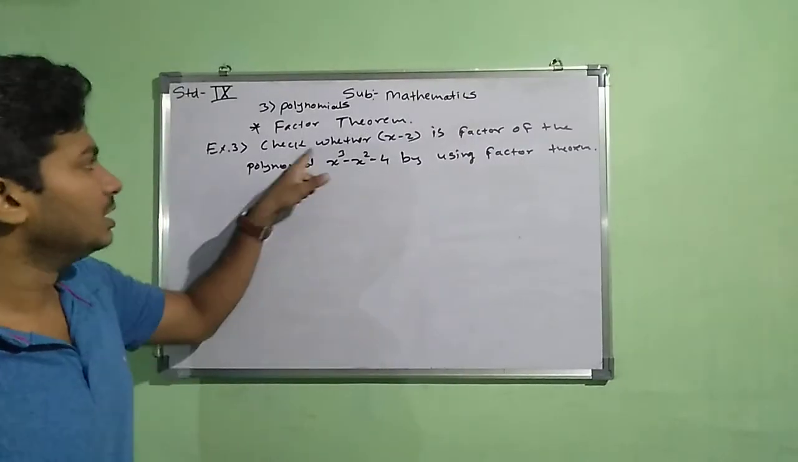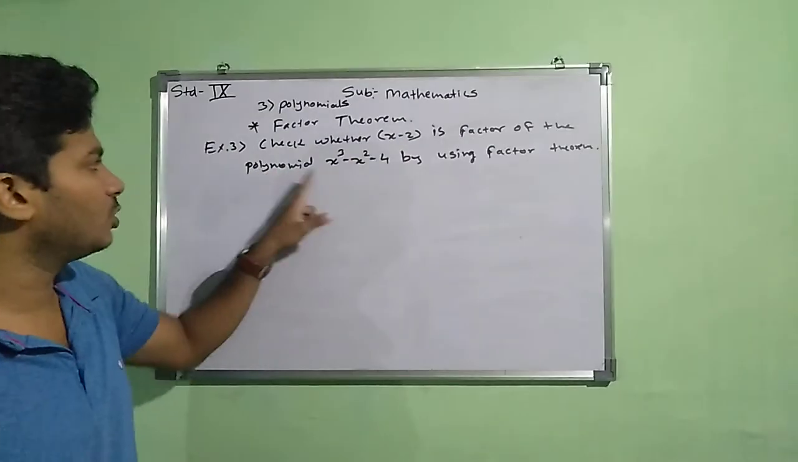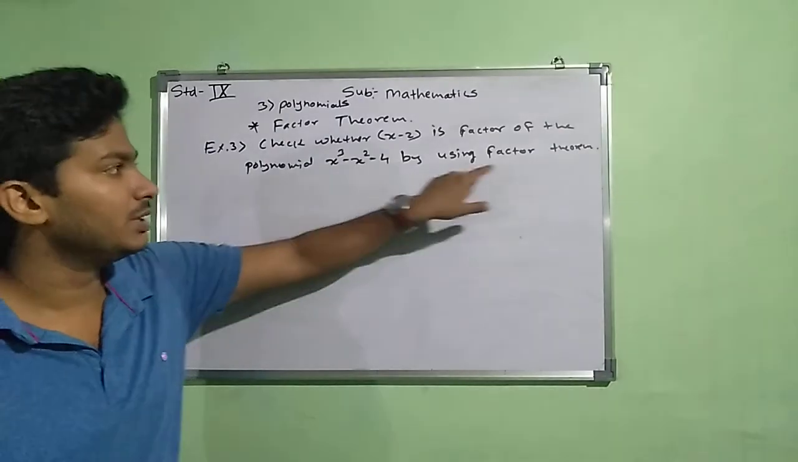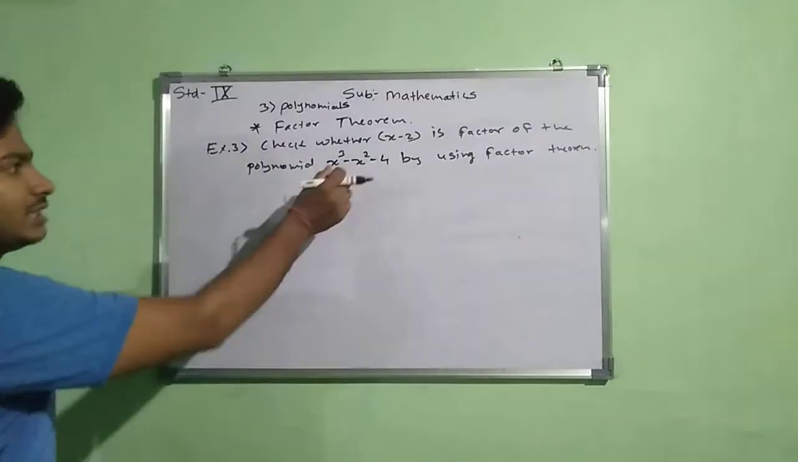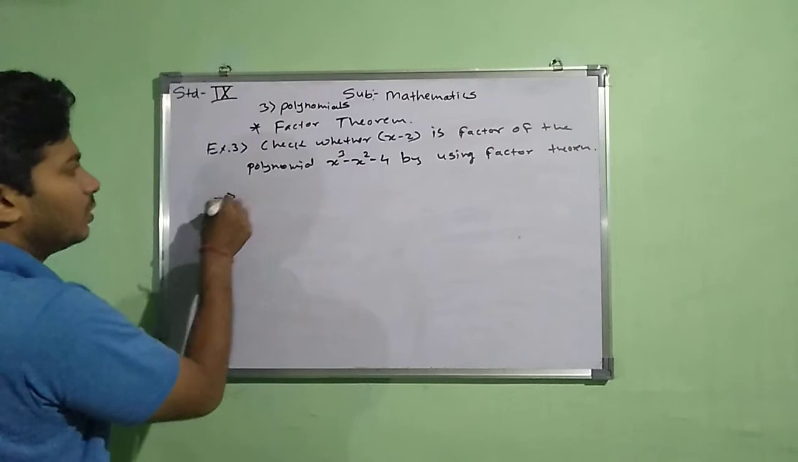The third example: check whether x minus 2 is a factor of polynomial x cube minus x square minus 4 by using factor theorem. Okay, so here we have to check whether x minus 2 is a factor of the given polynomial or not.